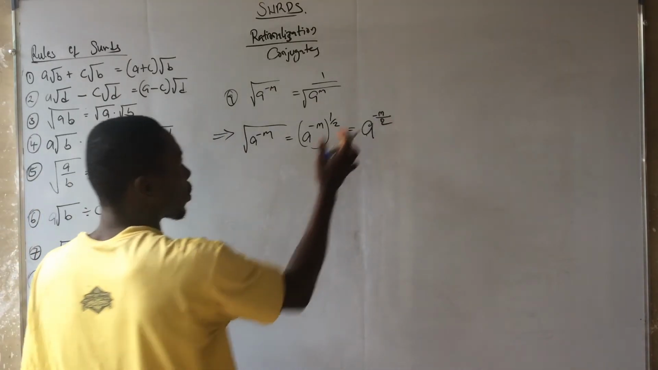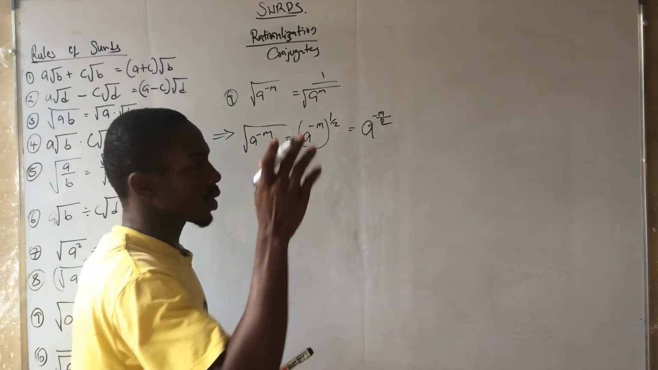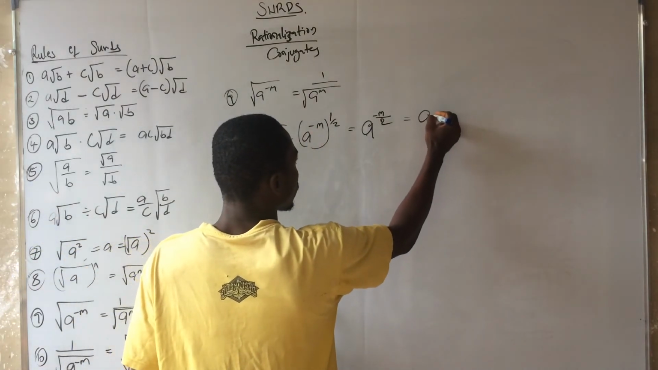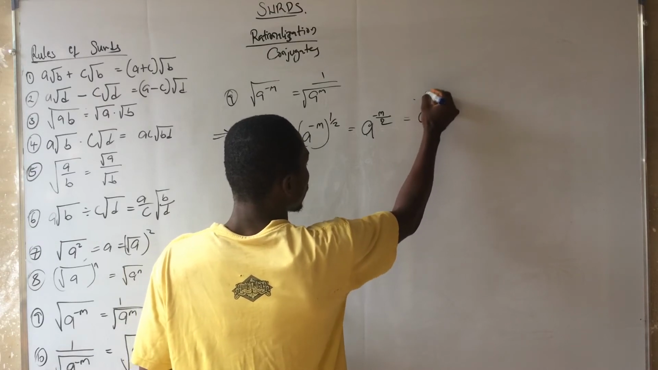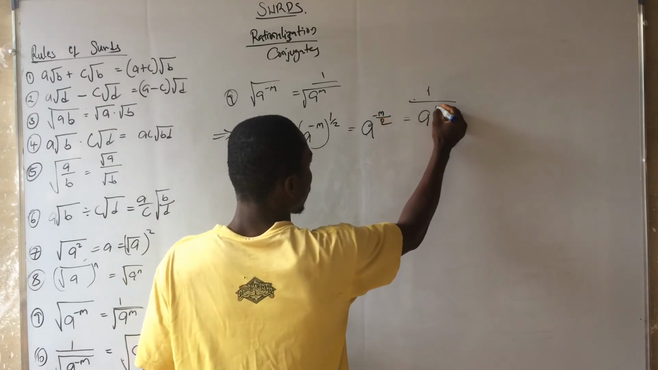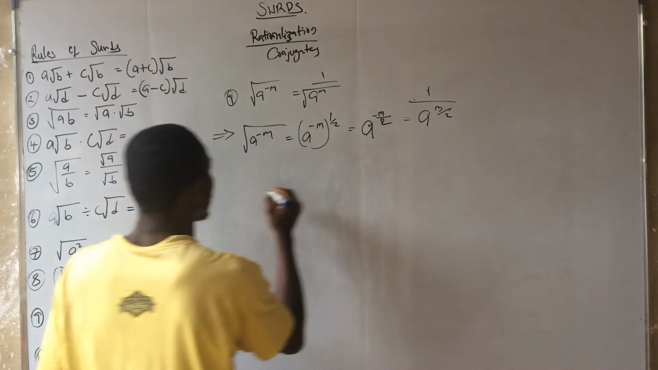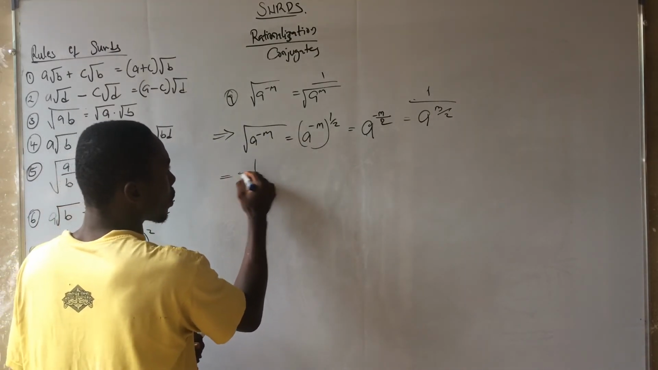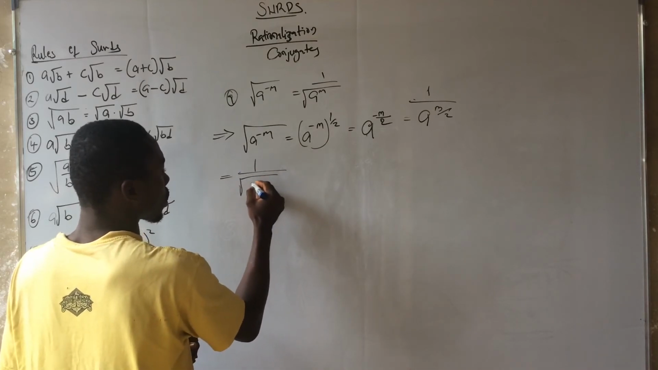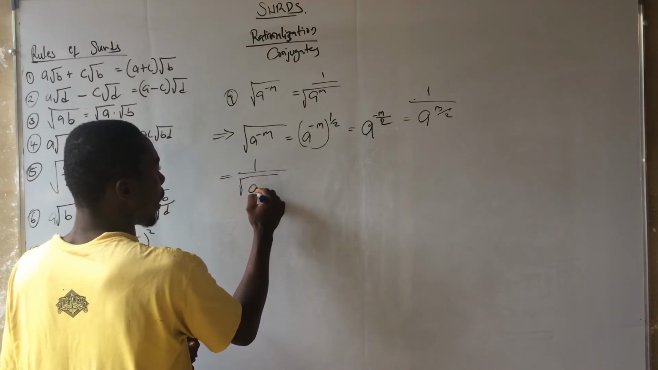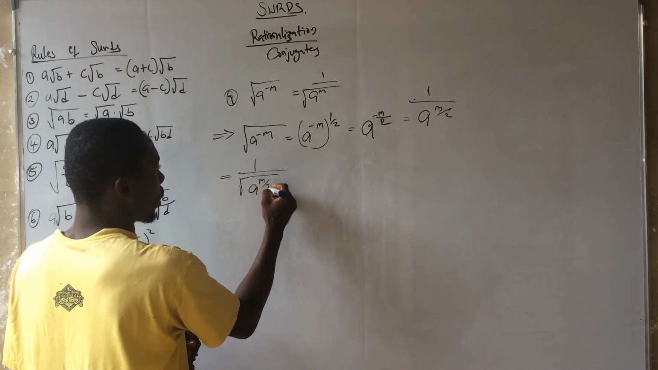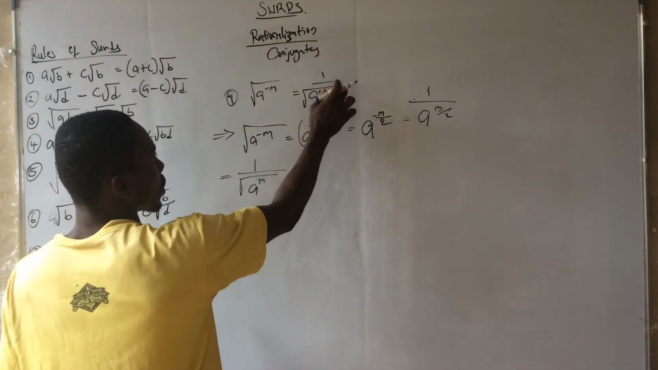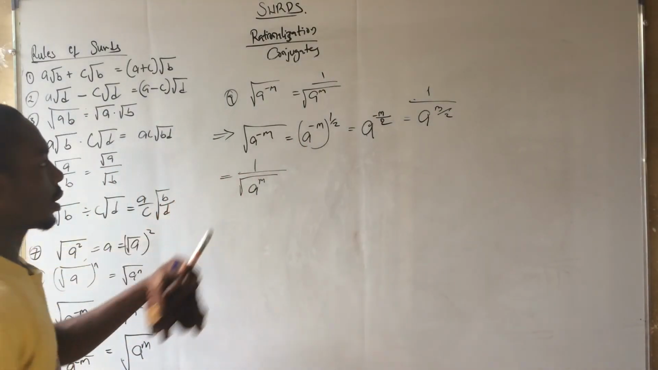And remember, when we have a minus sign as power, it is 1 over. So now this will give me a raised to the power, this is 1 over a raised to the power m over 2. So now I will have that it is equal to 1 over the square root of a raised to the power m. And we see that it's equal.